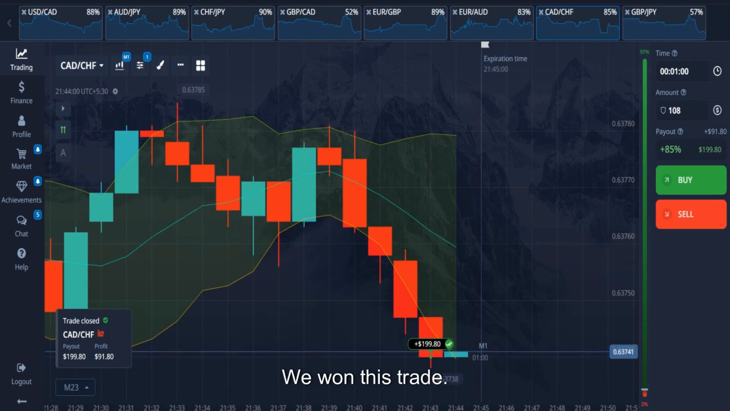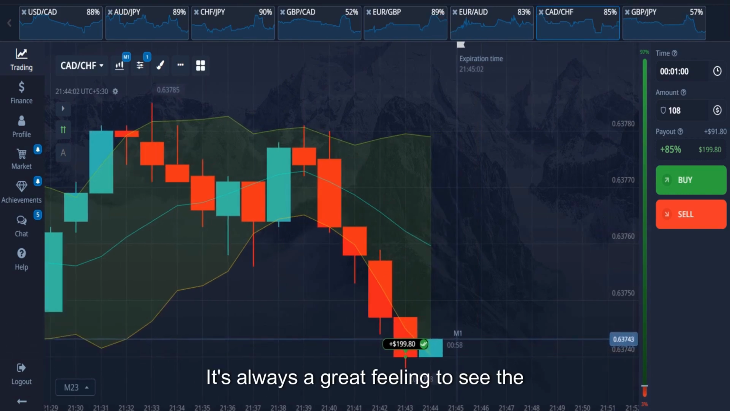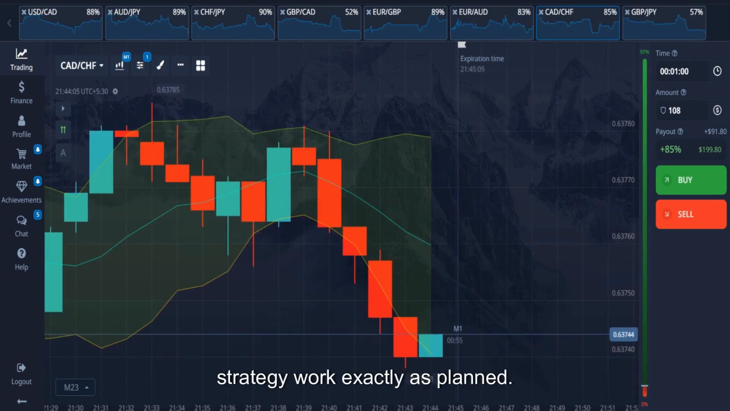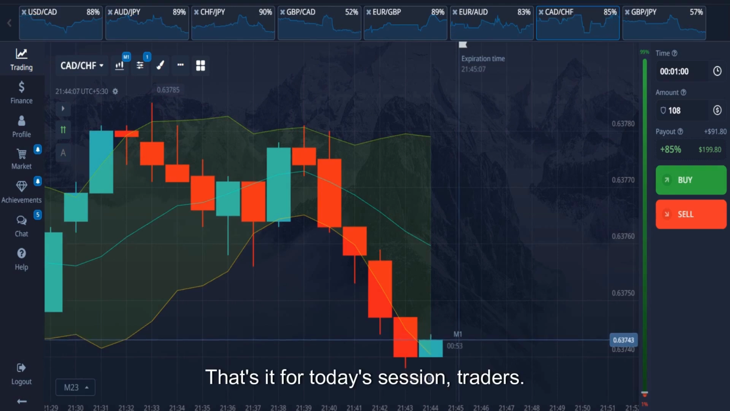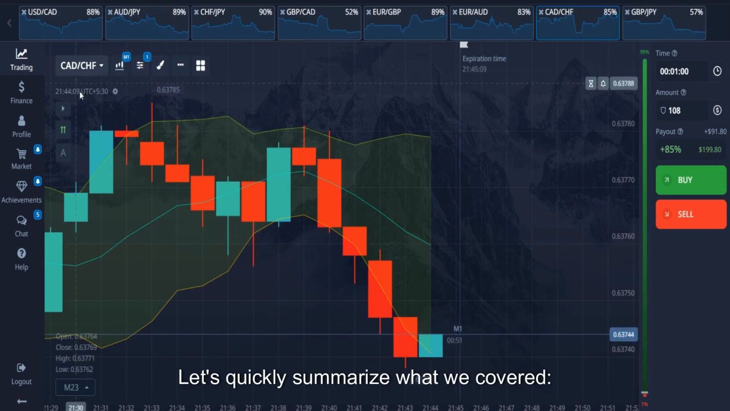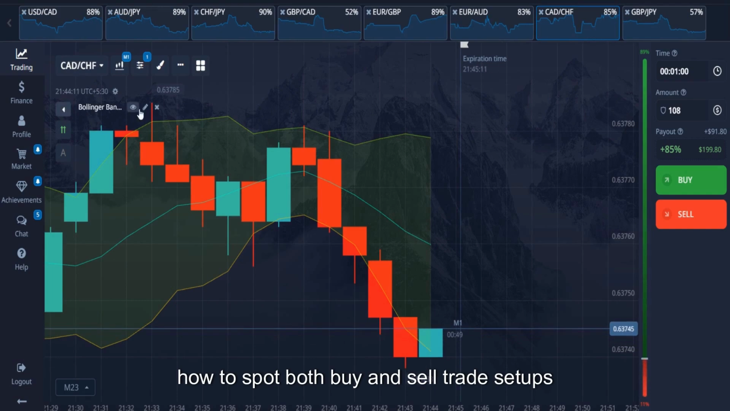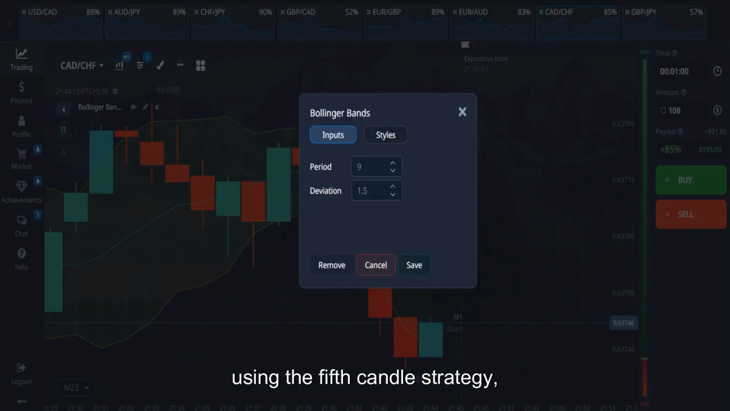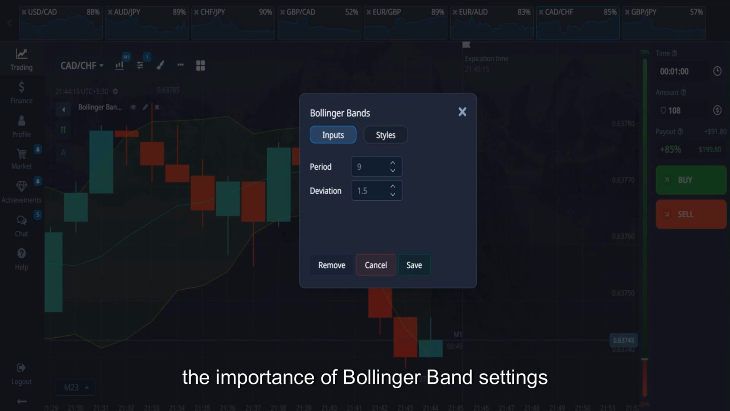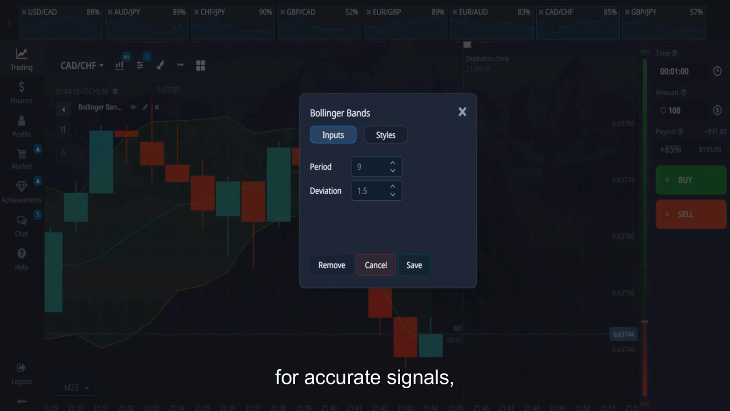And there we have it. We won this trade. It's always a great feeling to see the strategy work exactly as planned. That's it for today's session, traders. Let's quickly summarize what we covered. How to spot both buy and sell trade setups using the 5th candle strategy. The importance of Bollinger Band settings for accurate signals. Why practicing on a demo account is essential for long-term success.